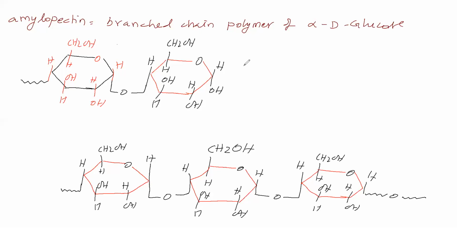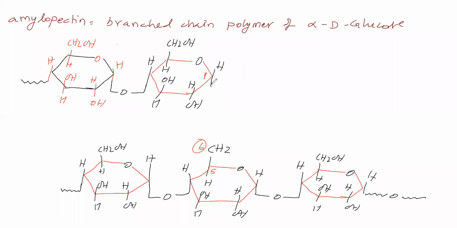Now what happens is this OH group and this OH group go for glycosidic linkage. In this chain, the C1 carbon OH group, and in this chain, the C6 carbon (CH2OH) OH group, go for glycosidic linkage.